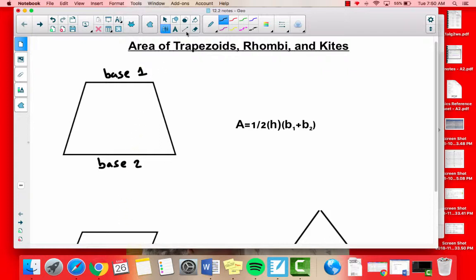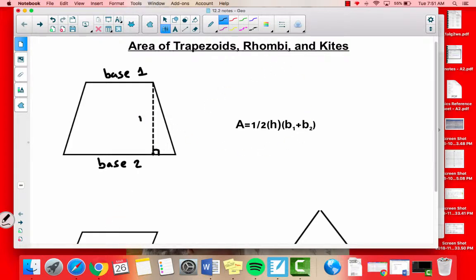And then the only other thing you're really going to need for your trapezoid in order to find the area would be the height. And the height is always going to be the perpendicular distance from one base to the other. So anytime you're talking about altitude, you're going to be referring to something that makes a right angle.